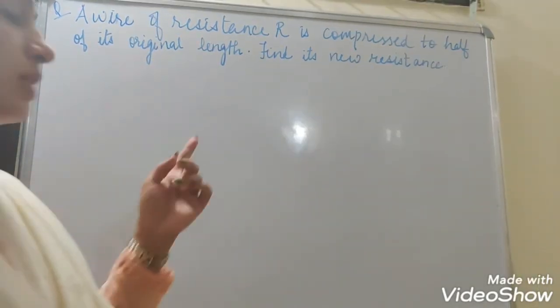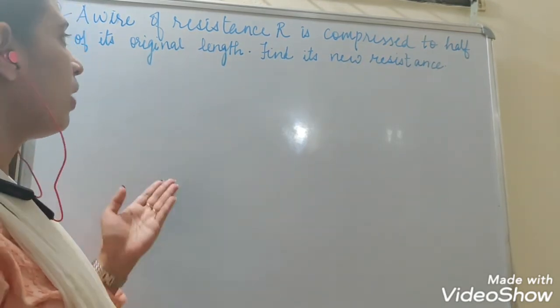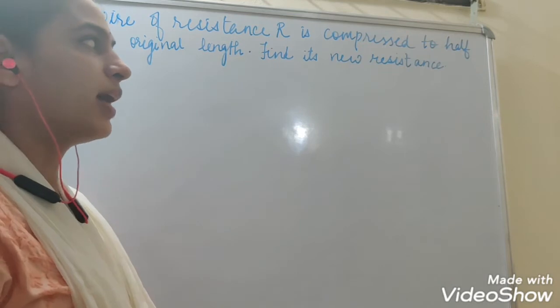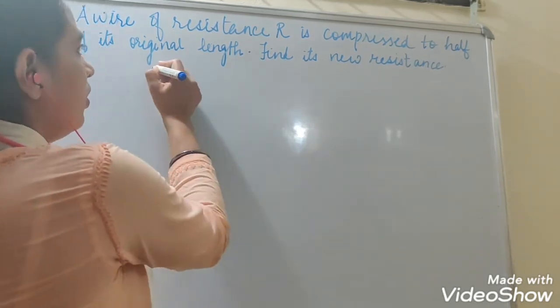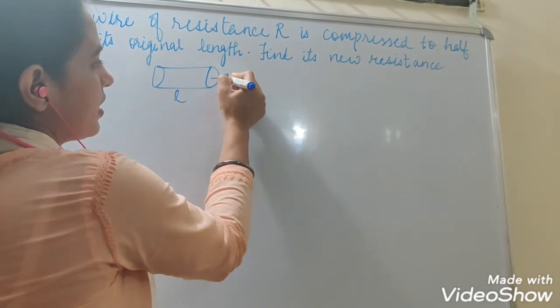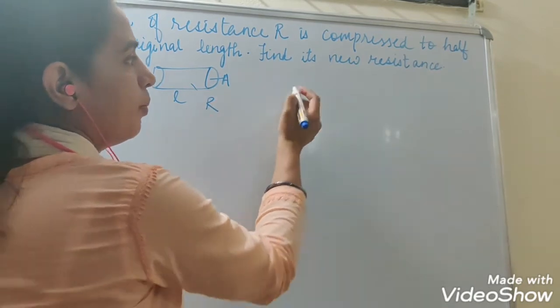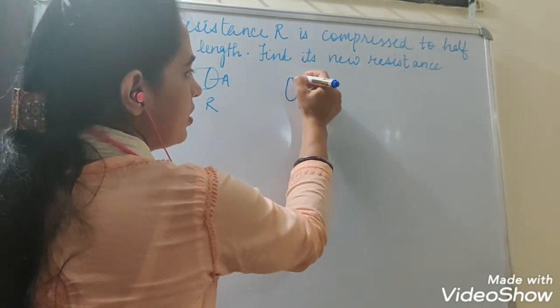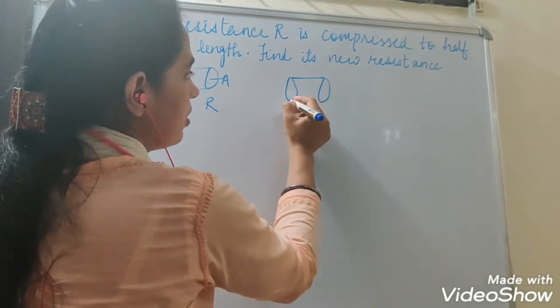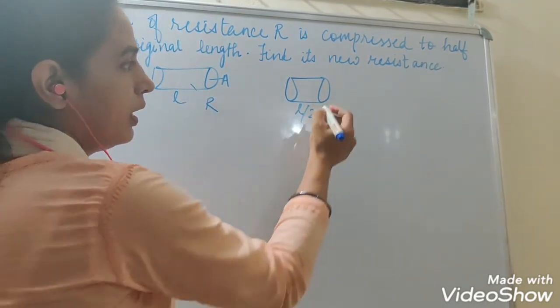So let's take the next question. A wire of resistance R is compressed to half its original length. Find its new resistance. So we have a wire again with length L and cross-sectional area A and its resistance is R. This wire is compressed to half of its original length. So the new length becomes L by 2.